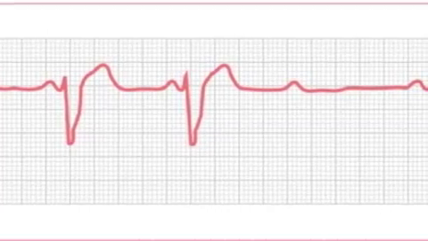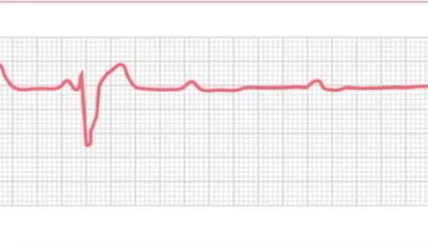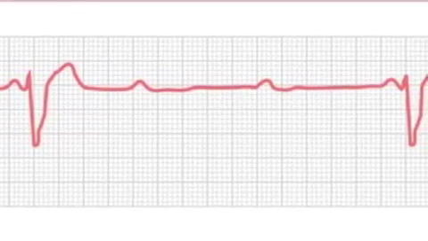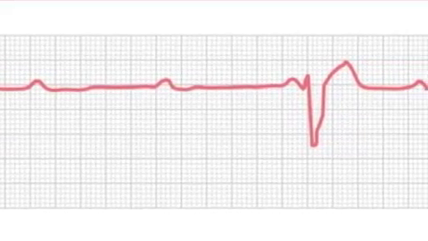This is another type of second degree block. Here you can see there's a P wave with almost every QRS, and then it just drops the QRS. But the P waves keep on marching on independently.